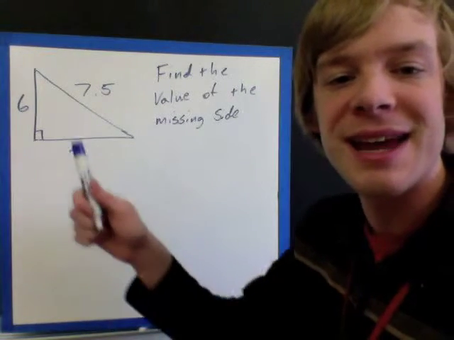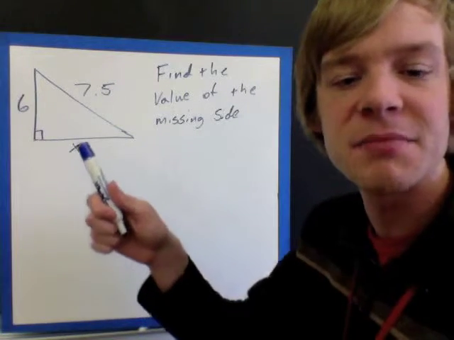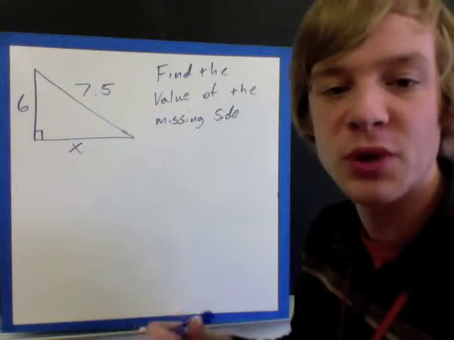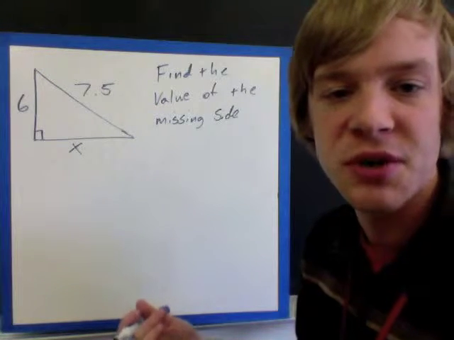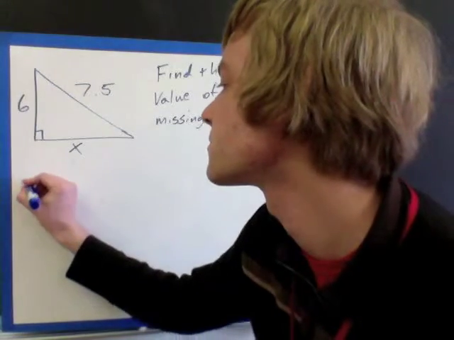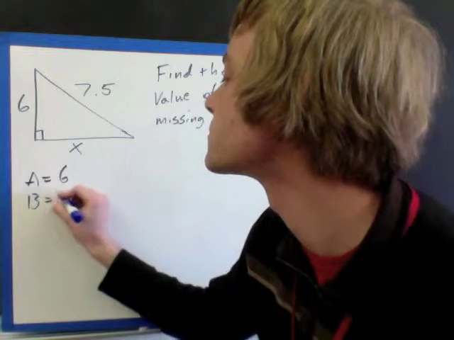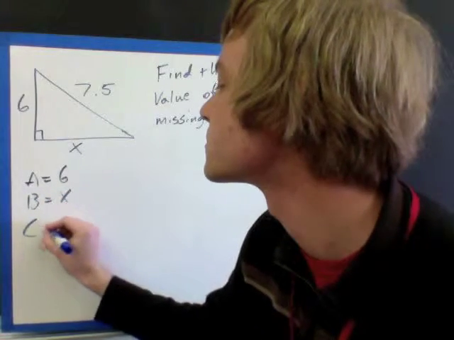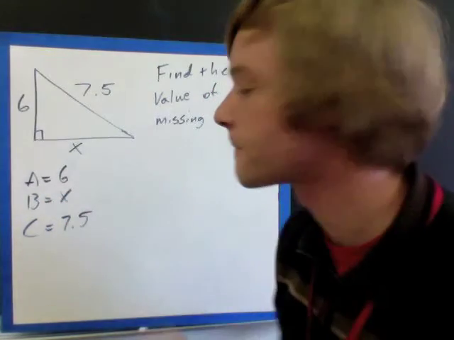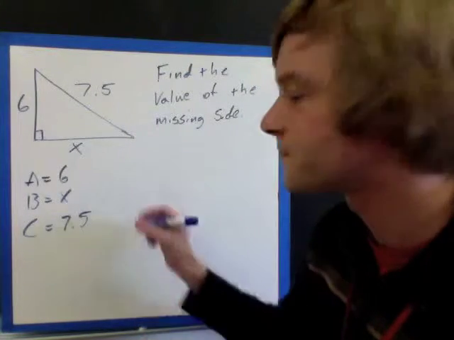Now, I could say that a is 6, or I could say that a is x, as long as I said that b was the other one. It doesn't really matter which one we choose. I'm just going to go ahead and say that a is 6 and b is x. So now all we have to do is plug into our formula.